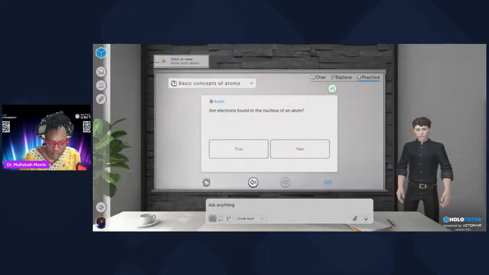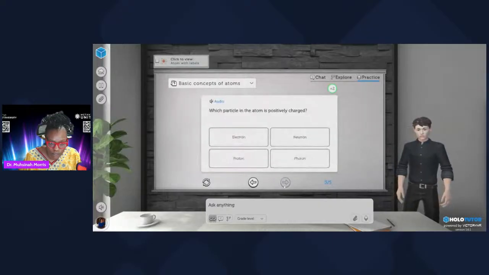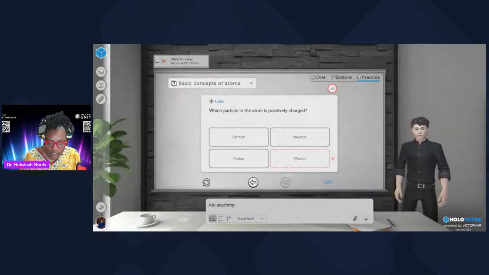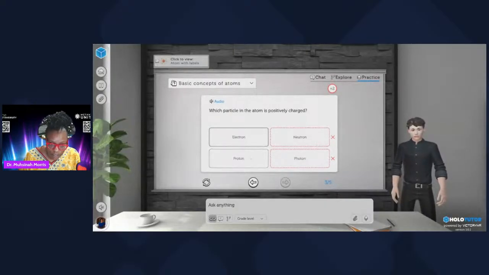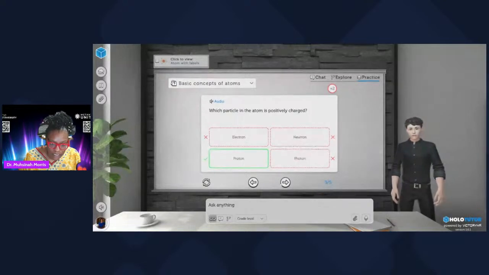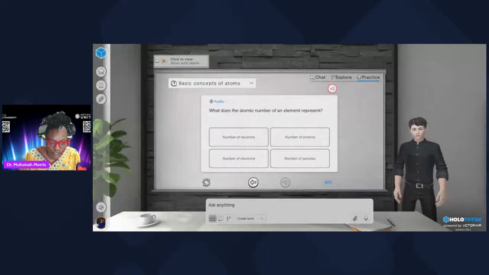And it's giving you just 5 questions, which is really good. Are electrons found in the nucleus of an atom? No, they're found outside, so that would have been false. But let's just get one wrong. What particle is positively charged? Let's say I say photon. It'll tell me that it's wrong. What if I say neutron? It'll tell me that it's wrong until I get it right, which is also kind of a process of elimination, but students will also remember the right or wrong answer.